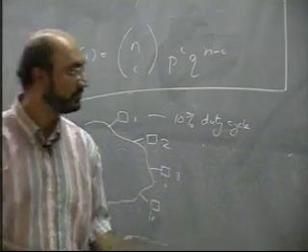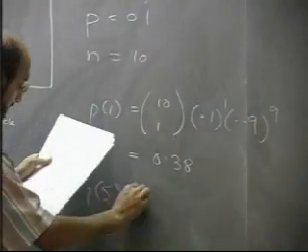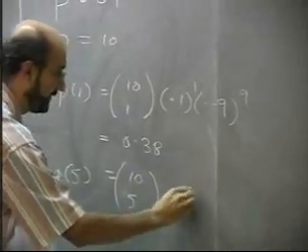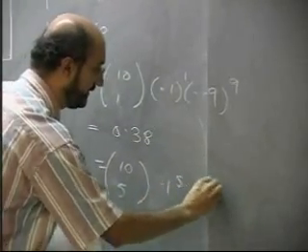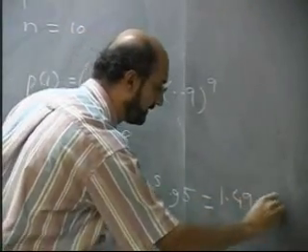What about 5? So P of 5, I'll just skip the math and just tell you the result, well, I should write it out, I guess. 10 choose 5, 0.1 to the 5, 0.9 to the 5. And this turns out to be 1.49 times 10 to the minus 3.